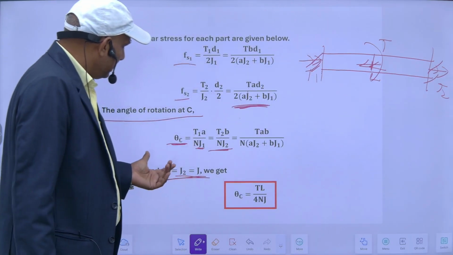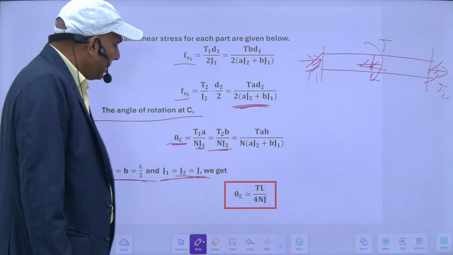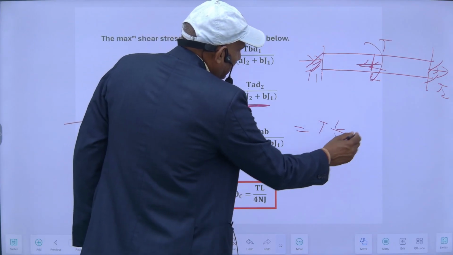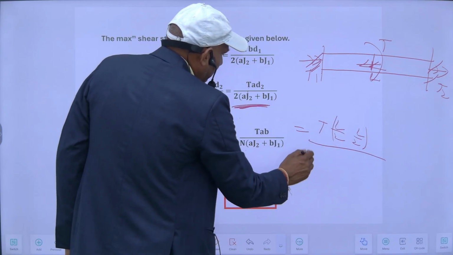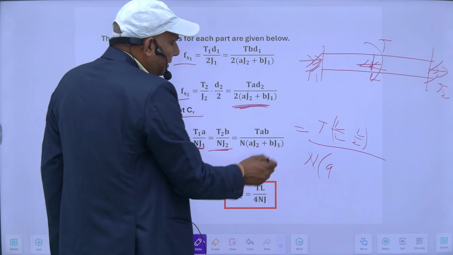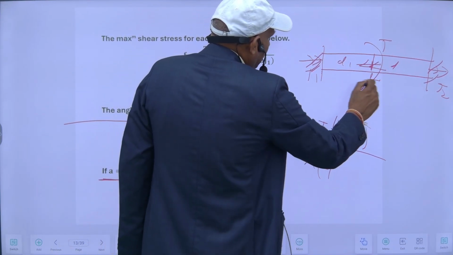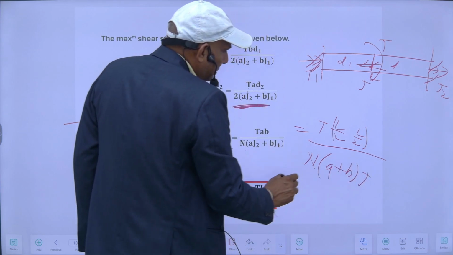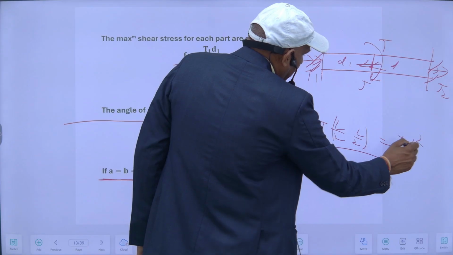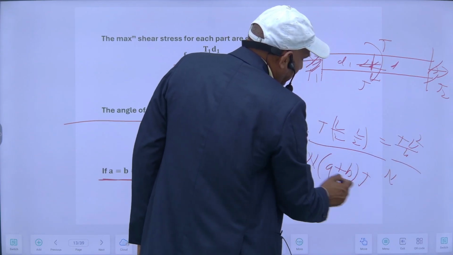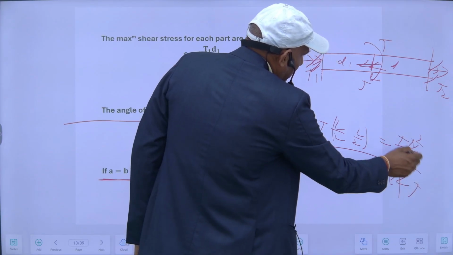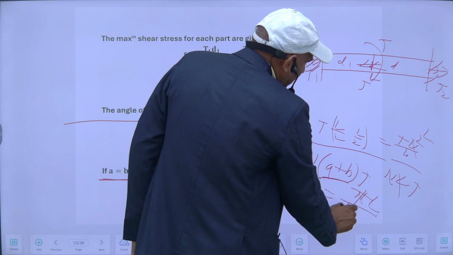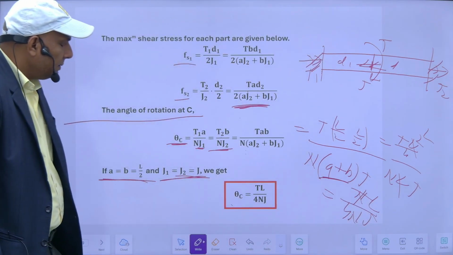So in this case, if I put A and B equal to L by 2 in these equations, it will be T into L by 2 divided by N into J. Both have the same diameter, so the diameter is constant and J1 is equal to J2. It means A plus B into J, and that is equal to T L square by 4 divided by N into J, and this is also equal to L. So this will be TL upon 4 NJ. So that will be theta C in this case.